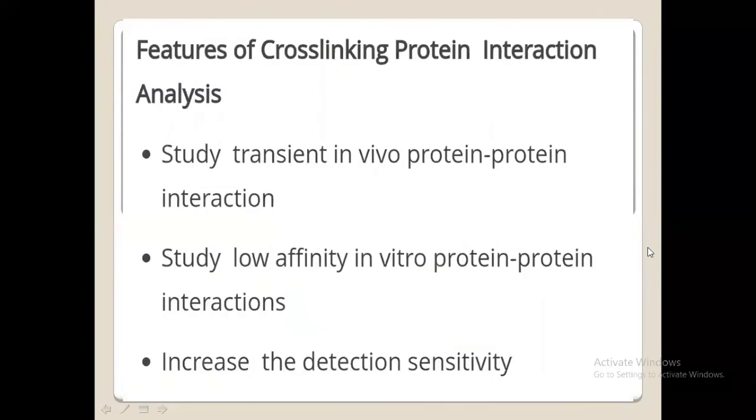So, features of cross-linking protein interaction analysis. What are all the features of the cross-linking method? To study transient in vivo protein interactions, it is the best one, the cross-linking method. To study low affinity in vitro protein interactions, that is another advantage. And it increases the detection sensitivity.